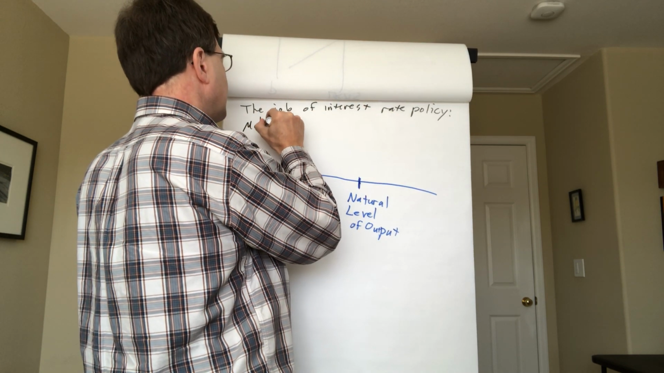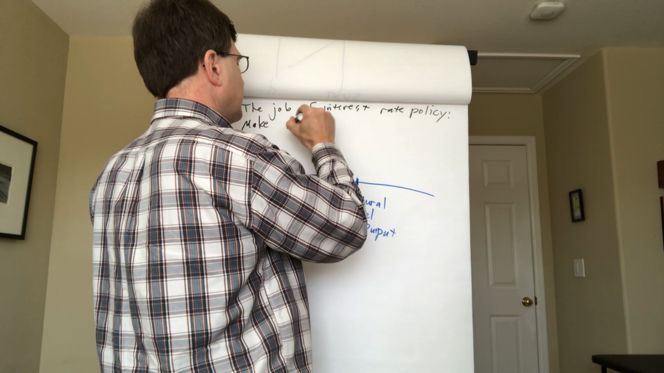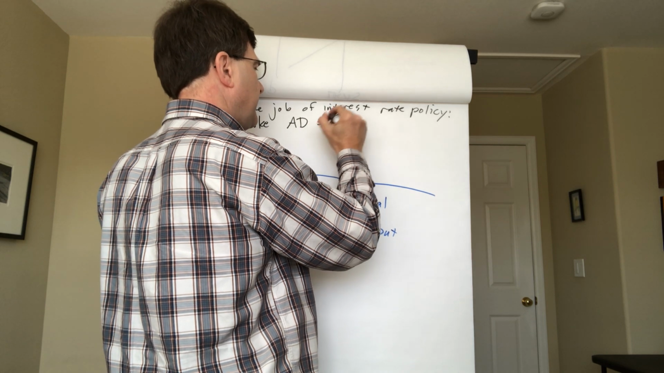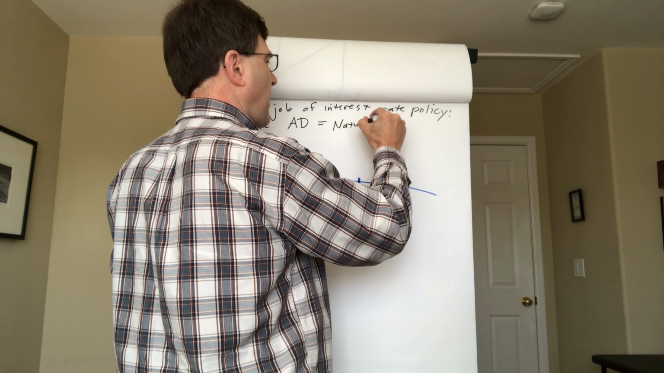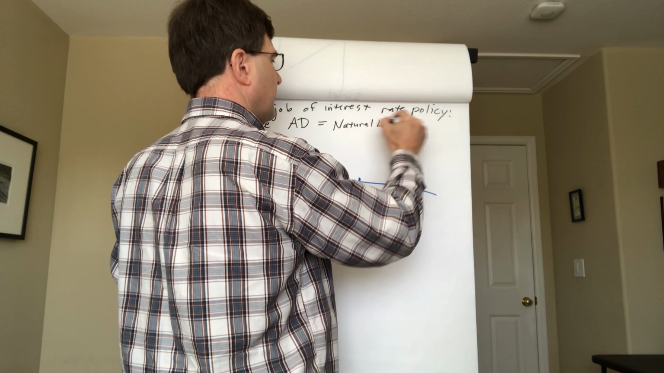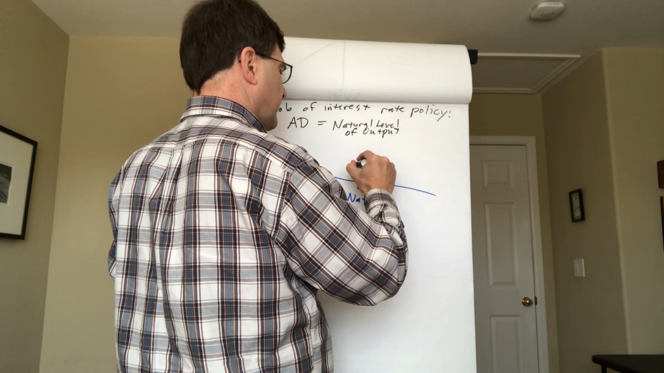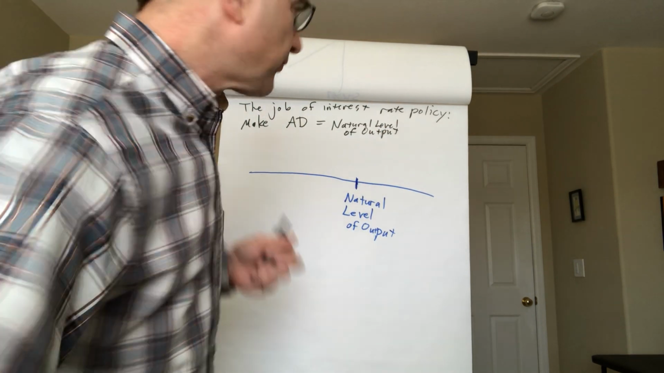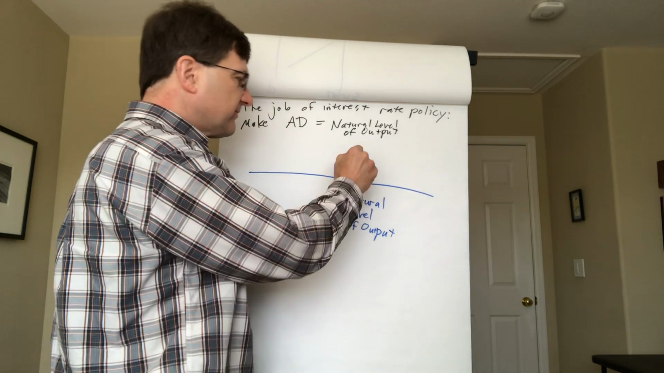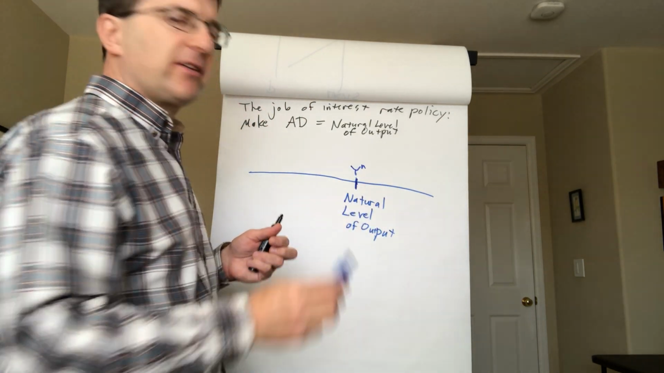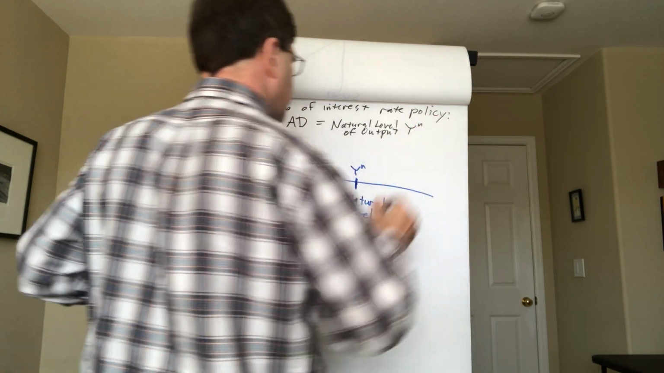Make the quantity of aggregate demand equal to the natural level of output. And let's give this a symbol. We'll call this YN here. That's just the symbol for the natural level of output.